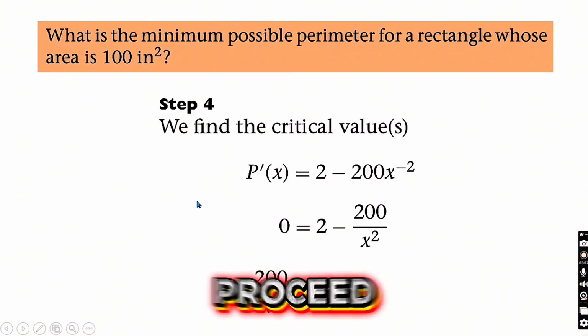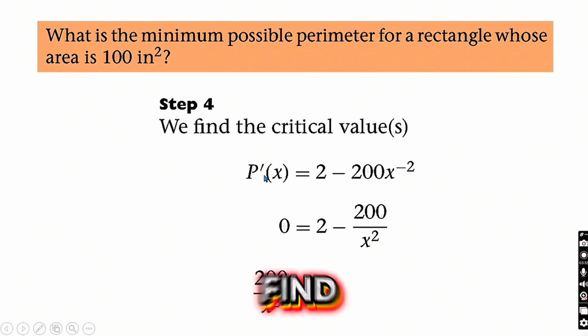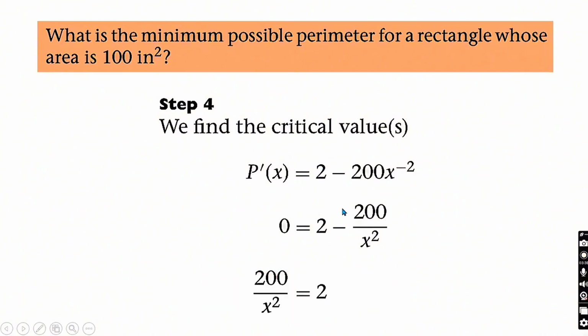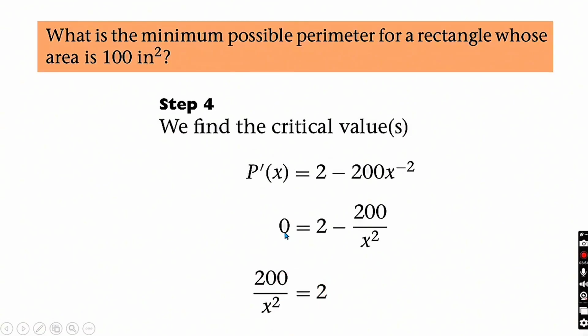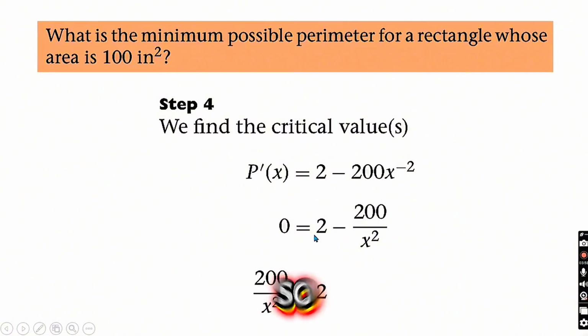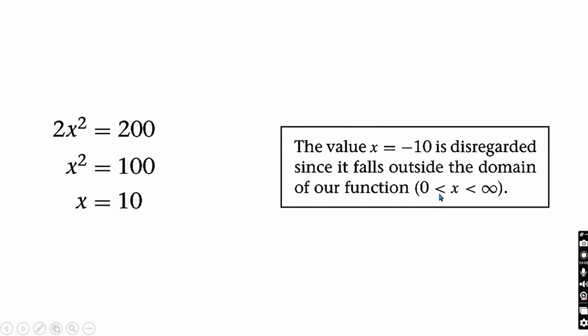So let's proceed with our fourth step. We will now find the critical value. We'll find the first derivative of the function. The first derivative is 2 minus 200x raised to the power of negative 2. We will equate it to 0 to find the critical value or values. So 0 is equal to 2 minus 200 over x squared. Let's simplify. 200 over x squared is equal to 2.